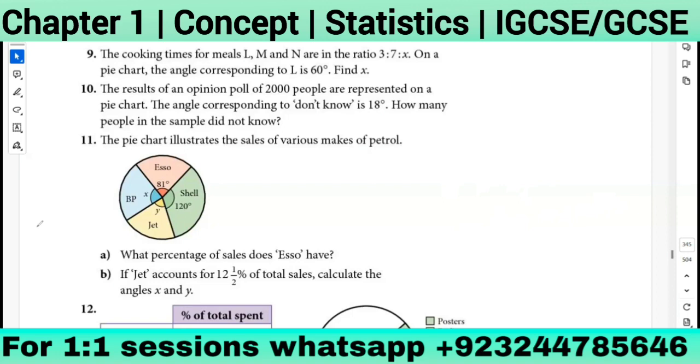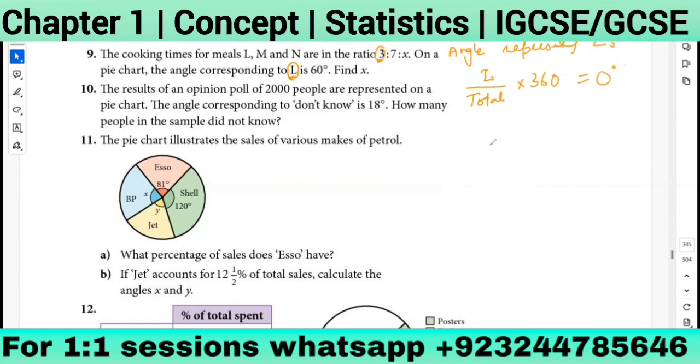If we go in another way, let's suppose, how to calculate the angle representing L? Miss, we already did this question. Yes, but I'm doing it again. Let's suppose the angle representing L. How to calculate this? The angle representing L is L by the total, multiplied by 360, which gives you the degrees.